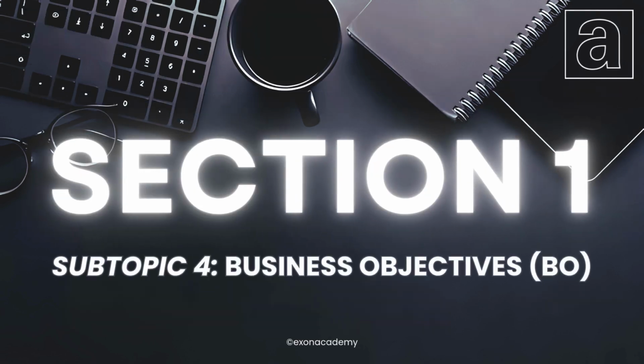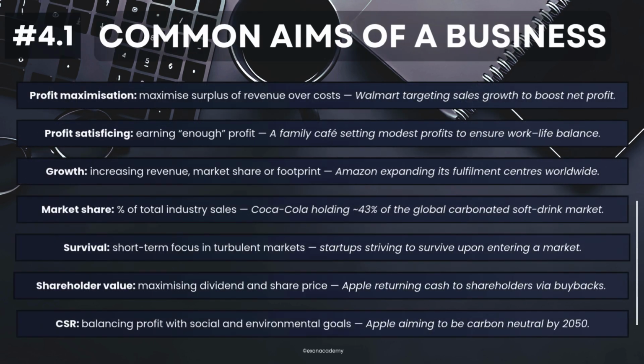Now, moving on to subtopic 4, business objectives. Let's now look at the different goals that businesses often set for themselves. One of the most common is profit maximization. This means making as much money as possible after covering all costs. A company like Walmart closely monitors the performance of each store, because even a small increase in sales across thousands of outlets can lead to a huge rise in total profits.